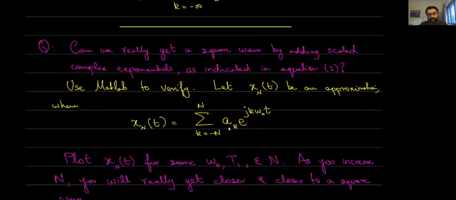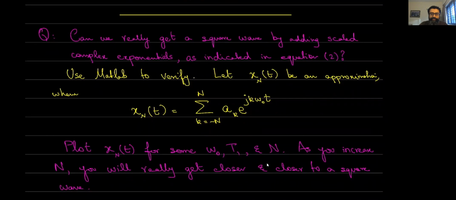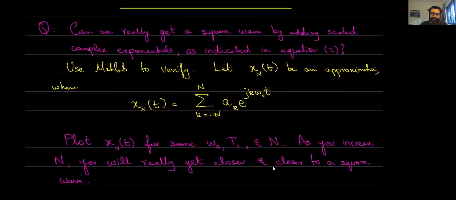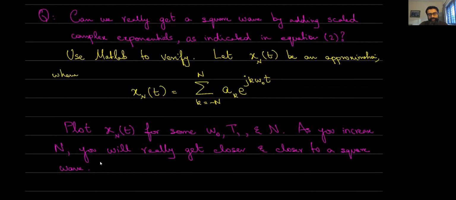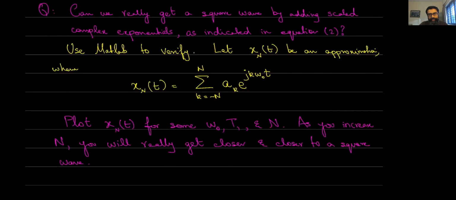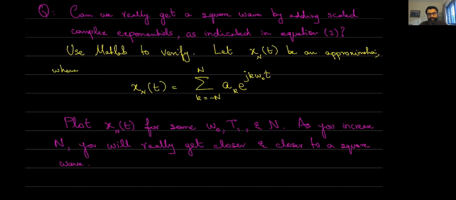For a particular omega naught, a particular T1 and a particular N, you just try to plot it out in Matlab. And what you'll observe is that as you keep on increasing N, you will get something which is closer and closer to a square wave. Now, this is something that I've done already. I'm just going to show you results.